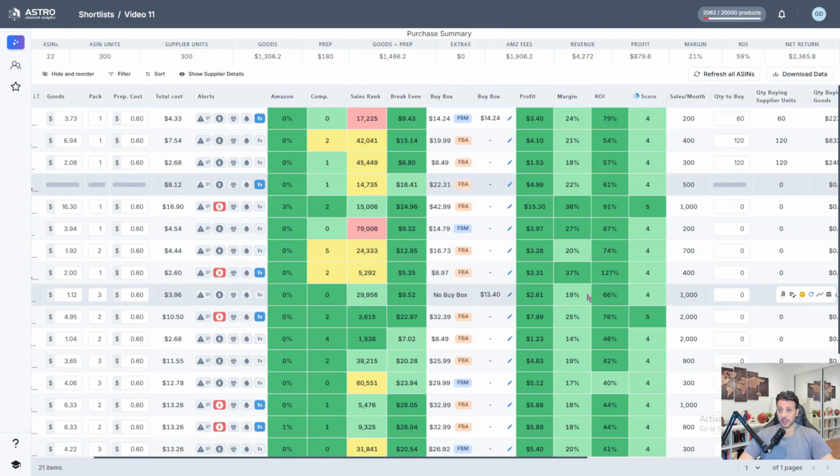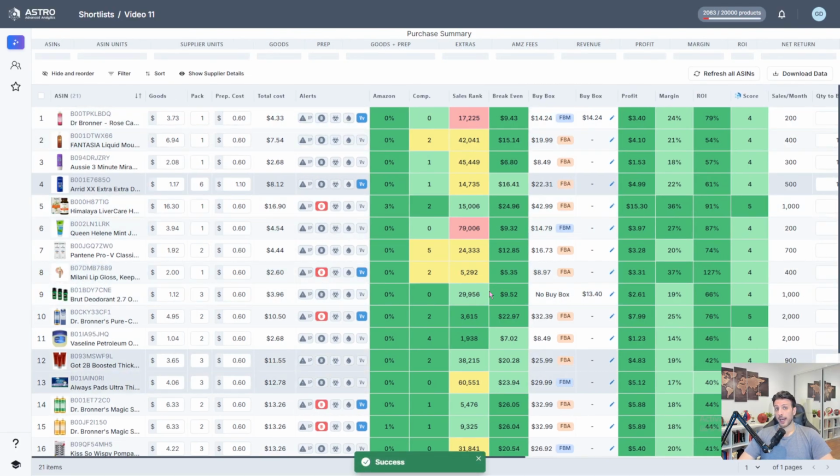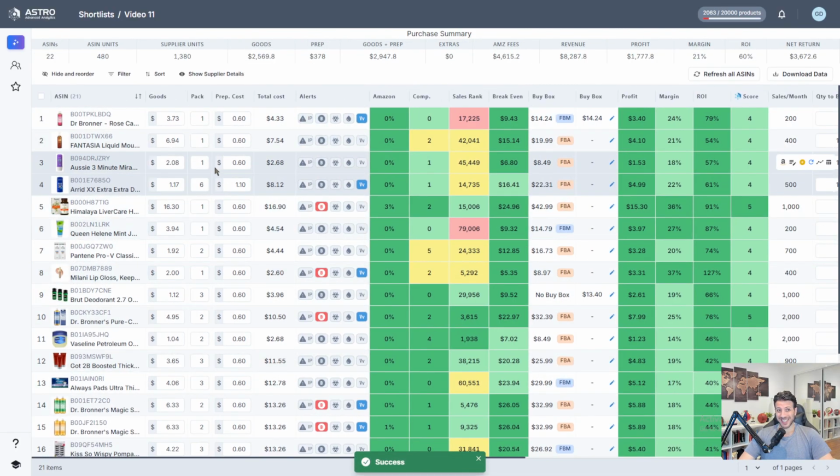And notice now, because this is a 6-pack, we're not actually buying 180 units. We're buying 180 times 6. That is reflected here in the supplier units. We're buying 180 units as ASIN units, but as supplier units, we have to ask for this as a 6-pack. So it's 180 times 6, and whatever the number is reflected in the order.